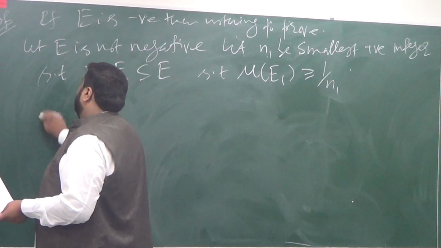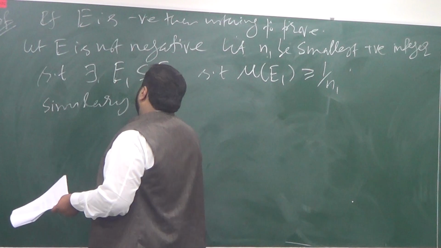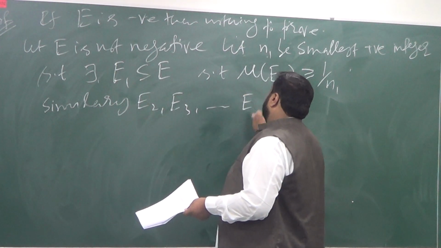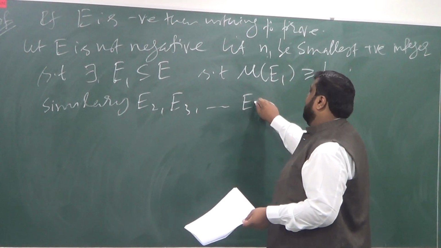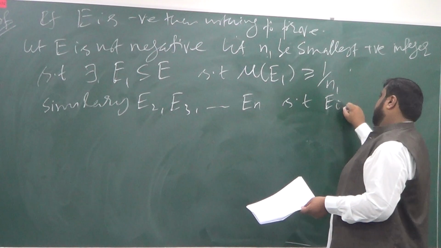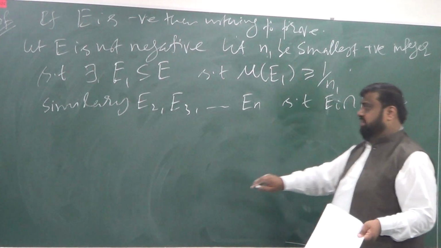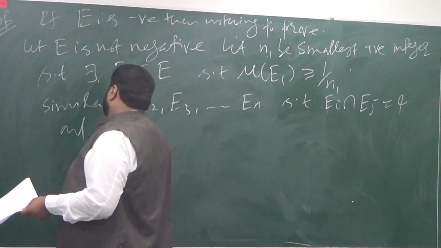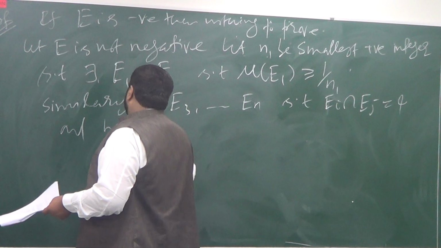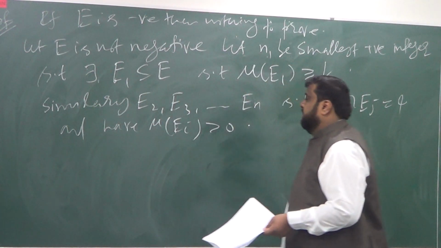Similarly I have E2 and E3 and so on and so forth. You call En such that these are disjoint and have positive measure, and each Ei has positive measure.